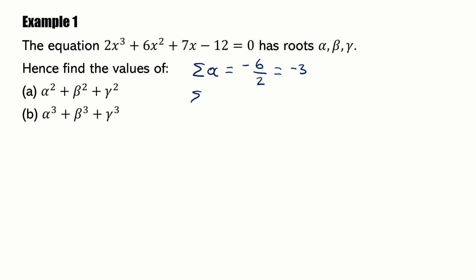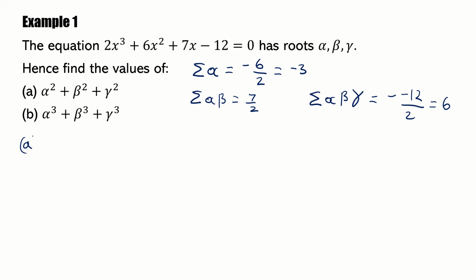So sum of alpha would be that, sum of alpha beta would be c over a, which would be 7 over 2. And lastly, the sum of alpha beta gamma, though of course that's a bit silly, because sum of alpha beta gamma for a cubic is just alpha beta gamma, because there's only 3 roots. But to stay consistent with the notation, that's why I'm writing it like that. But anyway, that will be minus d over a, which conveniently comes to positive 6, which isn't too bad.